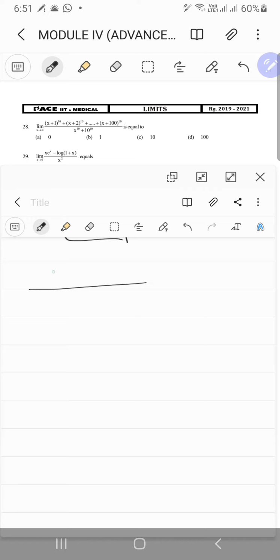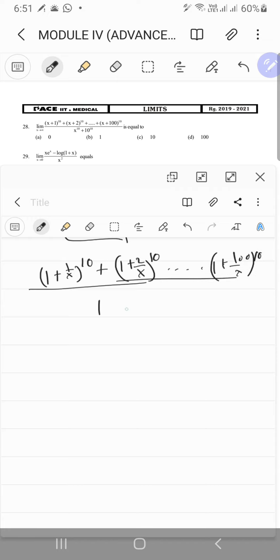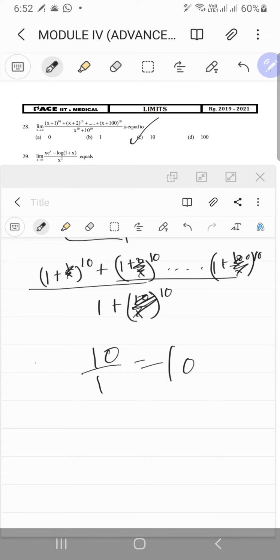This is just going to be 1 plus 1 upon x to the power of 10, dot dot dot, plus 100 upon x to the power of 10, upon 1. Nice. So 1 upon x goes to 0, so this thing is gone, this thing is gone, this thing is gone. So this is just 10 ones, which is 10 upon 1, which is 10. This was easy. Next question.